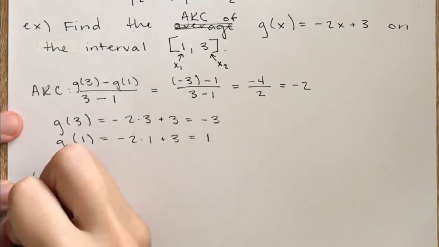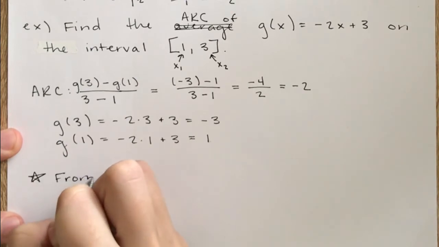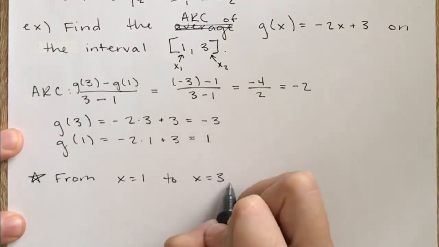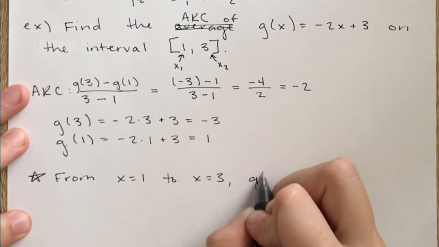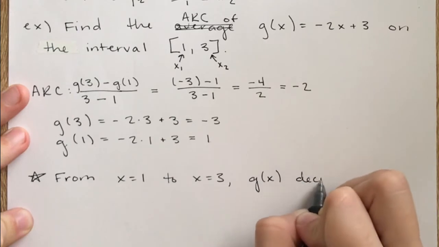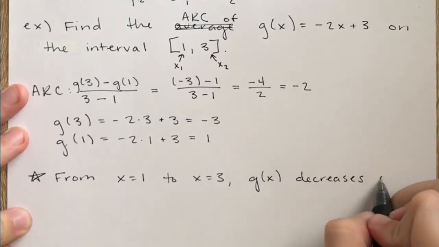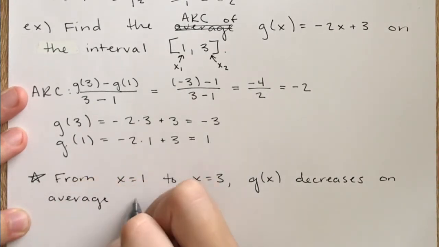So, just writing this one more time, from x equals 1 to x equals 3, g of x decreases on average by 2.